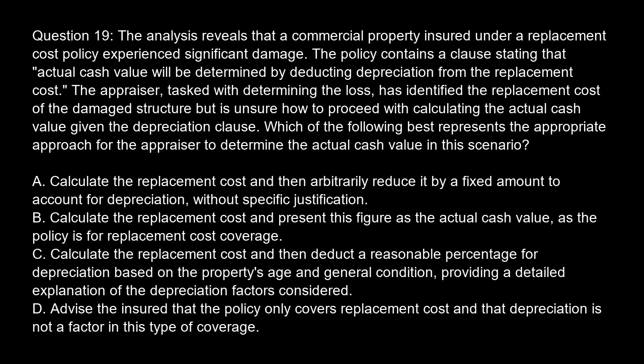Option A. Calculate the replacement cost and then arbitrarily reduce it by a fixed amount to account for depreciation, without specific justification. Option B. Calculate the replacement cost and present this figure as the actual cash value, as the policy is for replacement cost coverage. Option C. Calculate the replacement cost and then deduct a reasonable percentage for depreciation based on the property's age and general condition, providing a detailed explanation of the depreciation factors considered. Option D. Advise the insured that the policy only covers replacement cost and that depreciation is not a factor in this type of coverage.